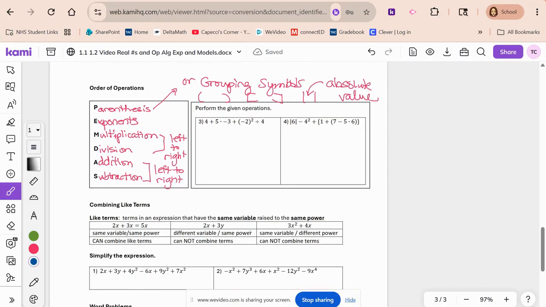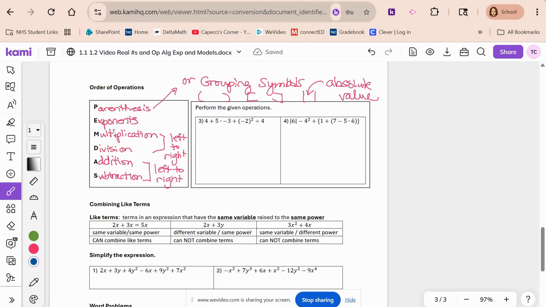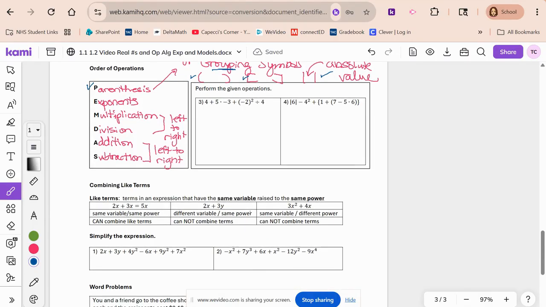All right, let's take a look at some order of operations. Now, you know about PEMDAS. The P stands for parentheses or any grouping symbol. So that could be parentheses. It could be what we call brackets. It could also be absolute value symbols. They're also considered grouping symbols.